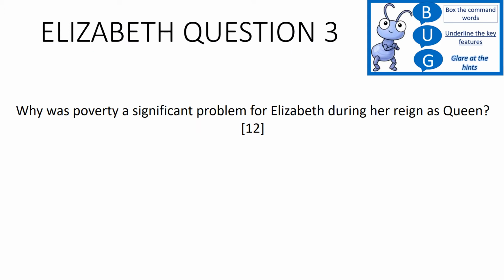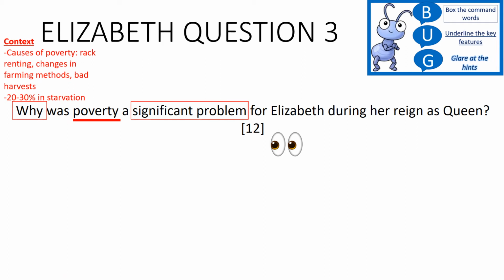We have our practice question here. Why was poverty a significant problem for Elizabeth during her reign as Queen? So we'll start by employing our bug method. So we're going to box the command words, which in this case are why and significant problem. Our key feature is poverty, and the only hints we are given is our marks, but we know that we need 3 points for this.